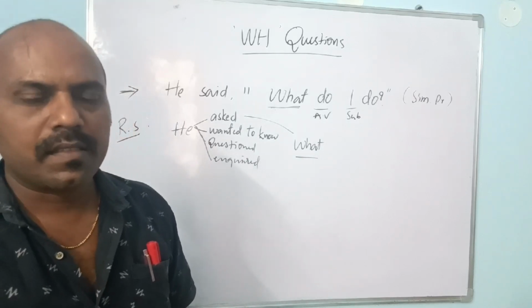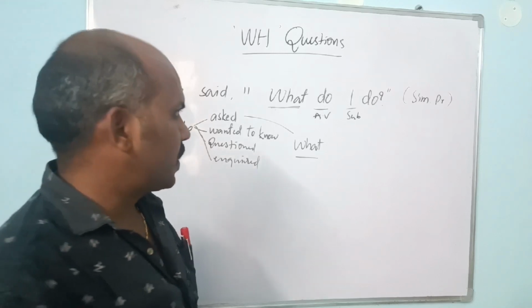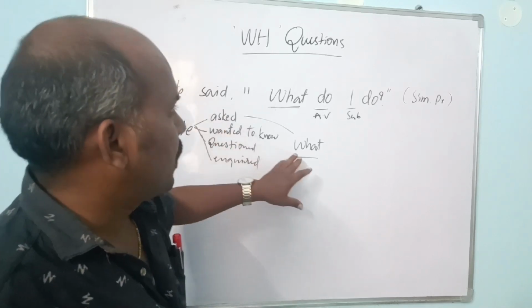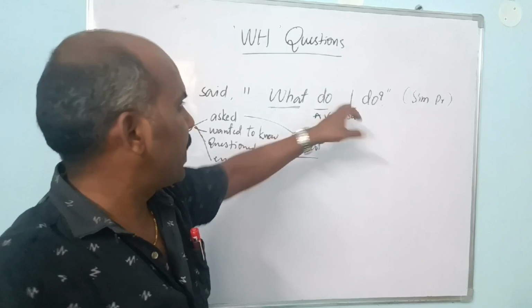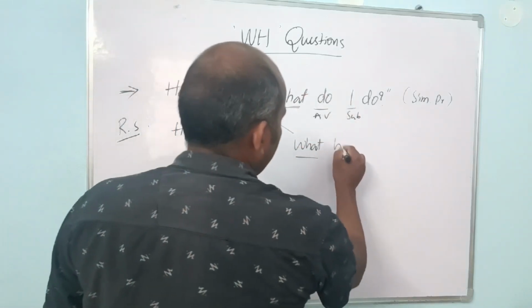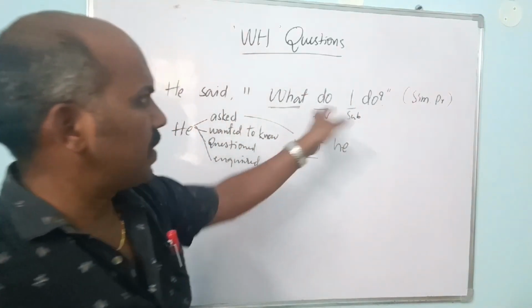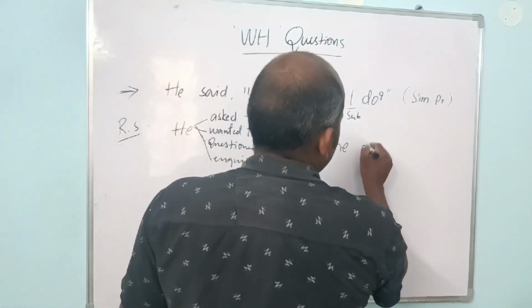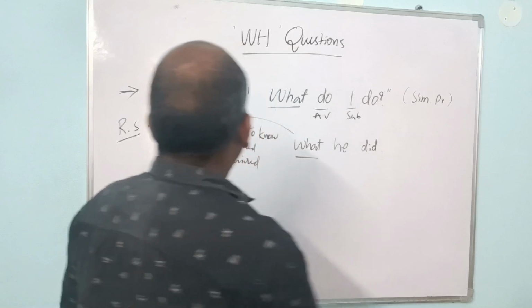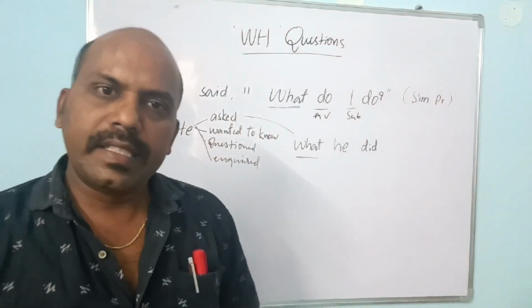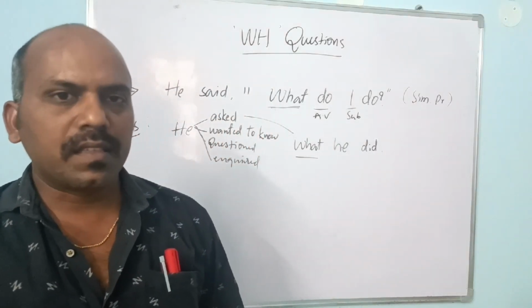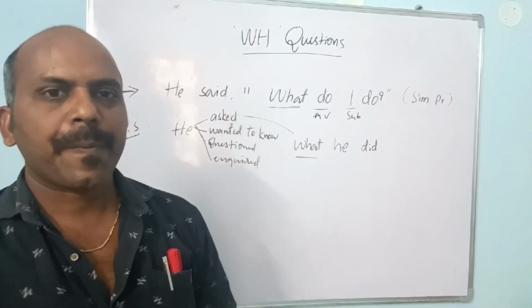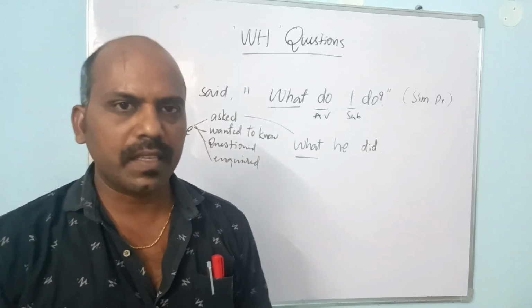Statement means the subject starts first. Here, he asked what, subject I means here again he: what he. As it is simple present, then simple past, do becomes did. He asked what he did is the answer for this. It is the simple present tense.